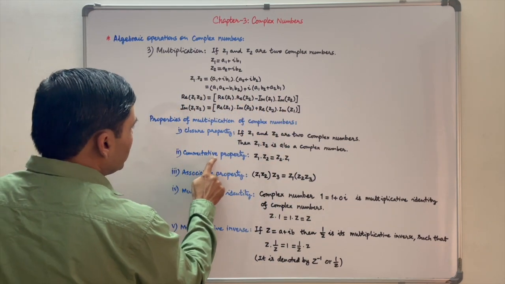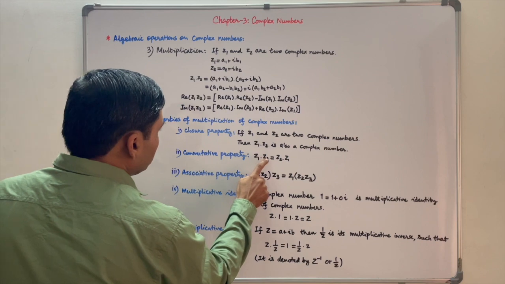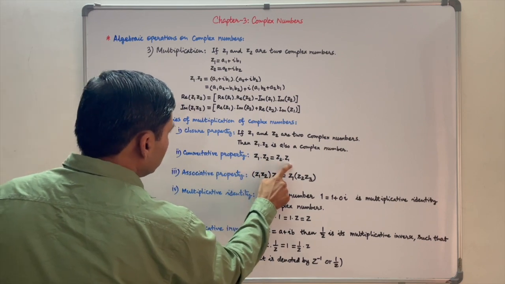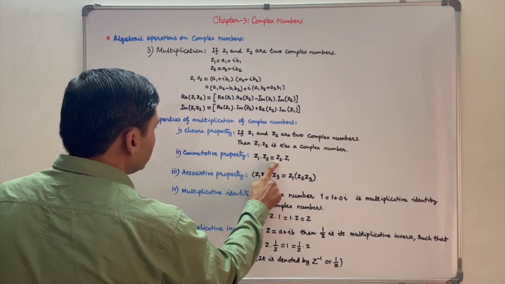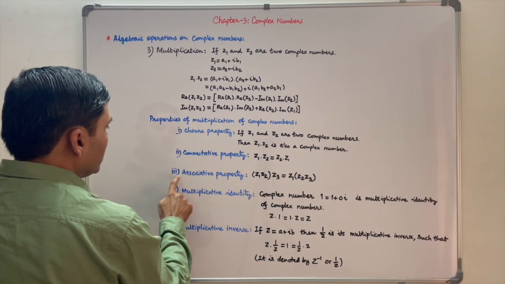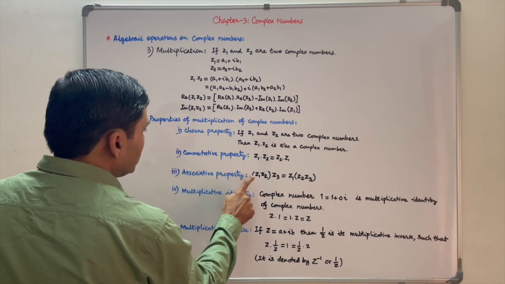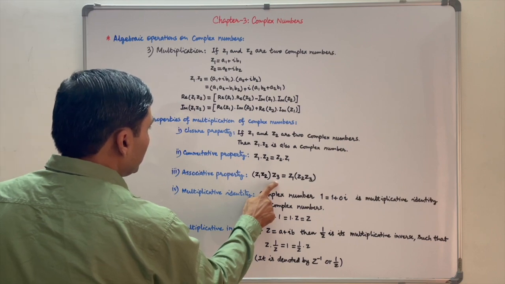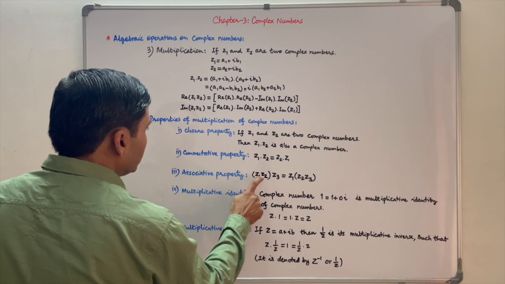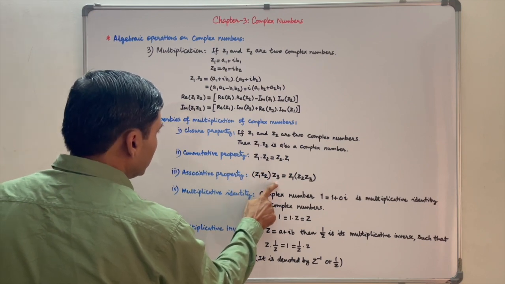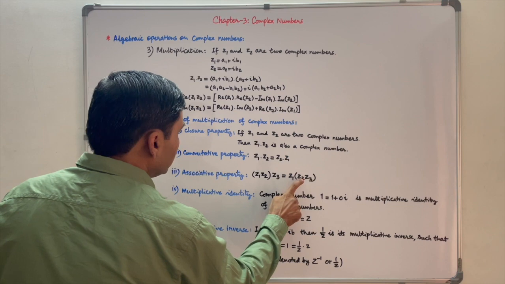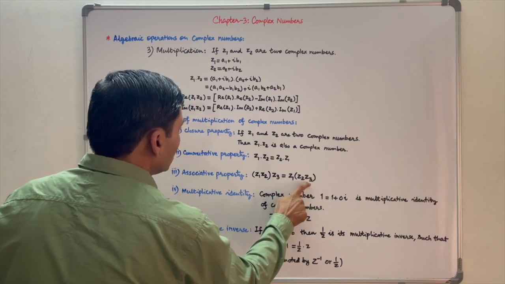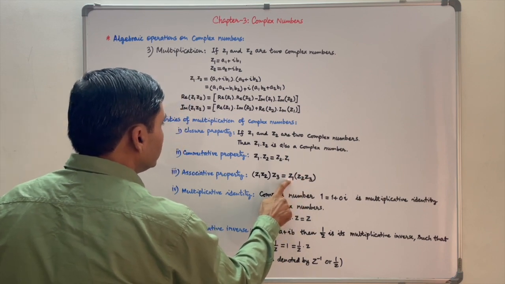Second property, commutative property. Whether you multiply z2 to z1 or z1 to z2, the result will be the same. Third property, associative property. Suppose z1, z2 and z3 are three complex numbers, then they can be multiplied together in any order. First you multiply z1 and z2 and the result to z3, or first you multiply z2 and z3 and the result to z1. The outcome will be the same.